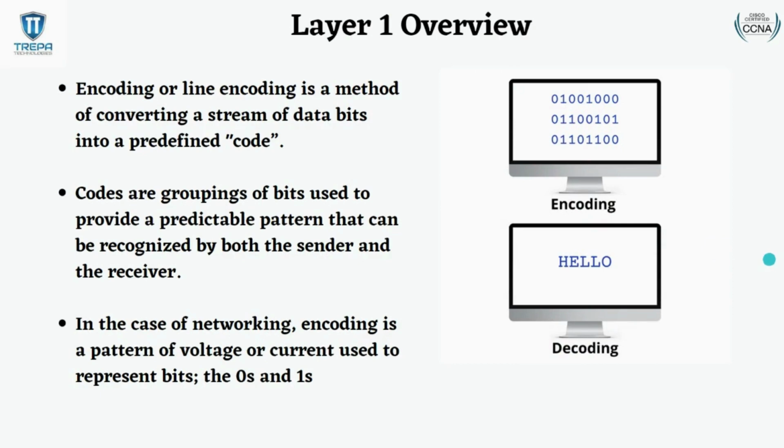Okay, now let's go over a little bit more in depth into layer 1 and how we encode and signal. So encoding, or line encoding, is just a method of converting a stream of data bits into a predefined code. Codes are just groupings of these bits, right?